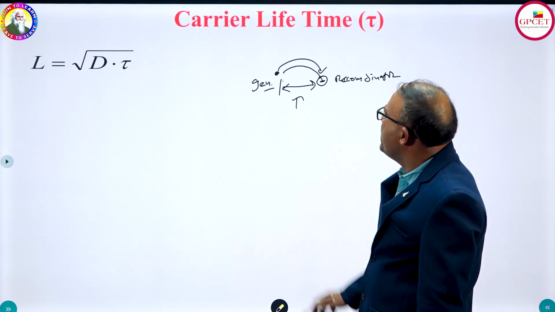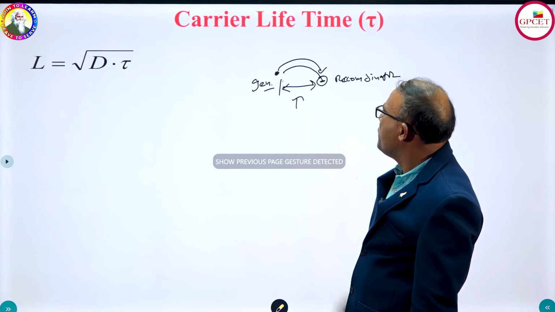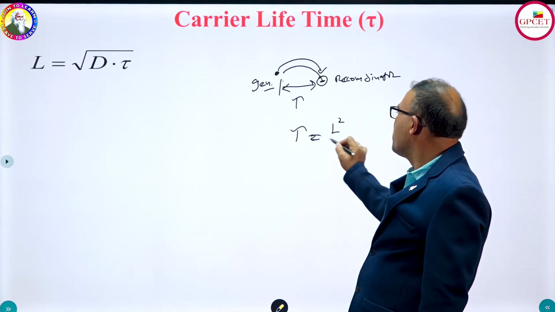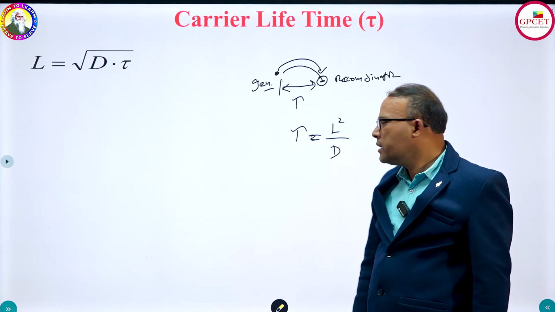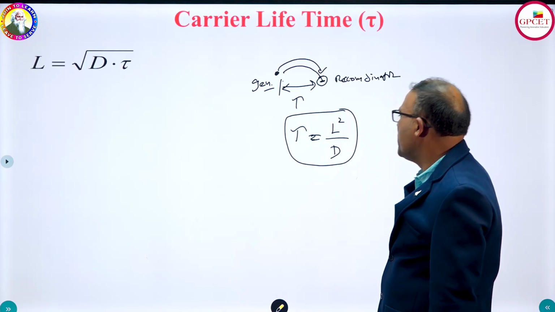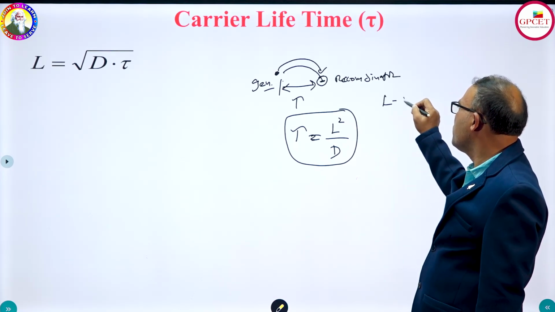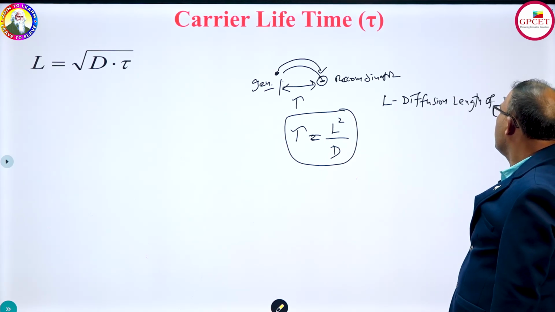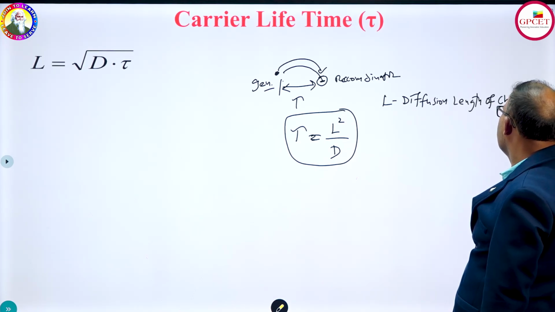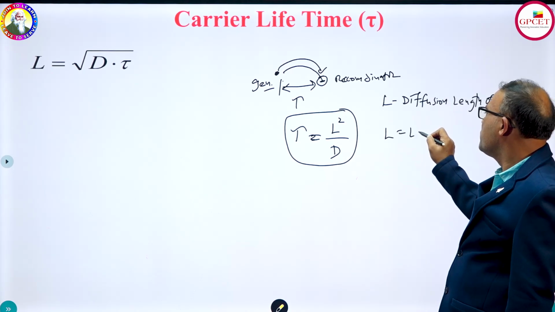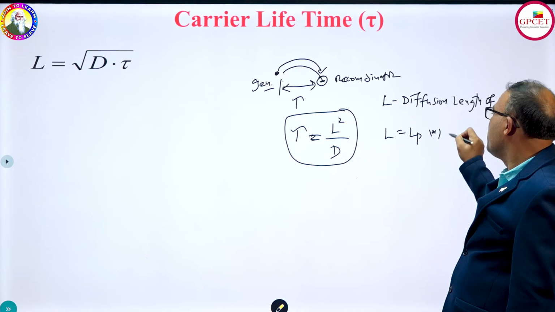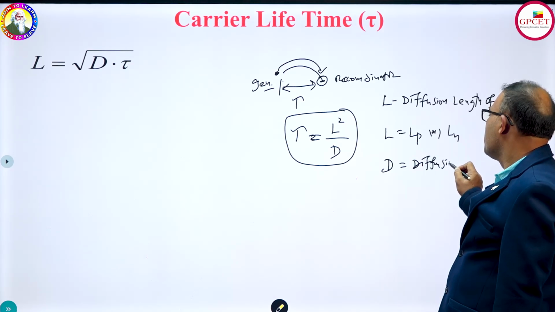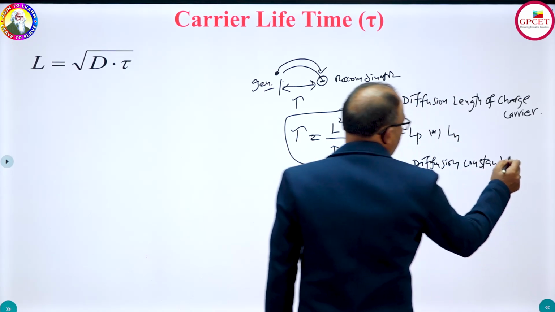So the formula to calculate the carrier lifetime is tau equals L square divided by D. That means carrier lifetime is calculated with respect to L and D, where L is called the diffusion length of the charge carrier. L may be the diffusion length of holes, or it may be the diffusion length of electrons, and D is called the diffusion constant of the charge carrier.